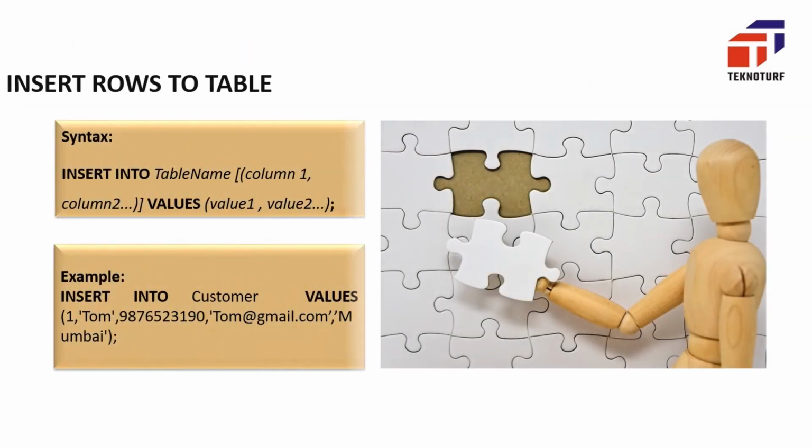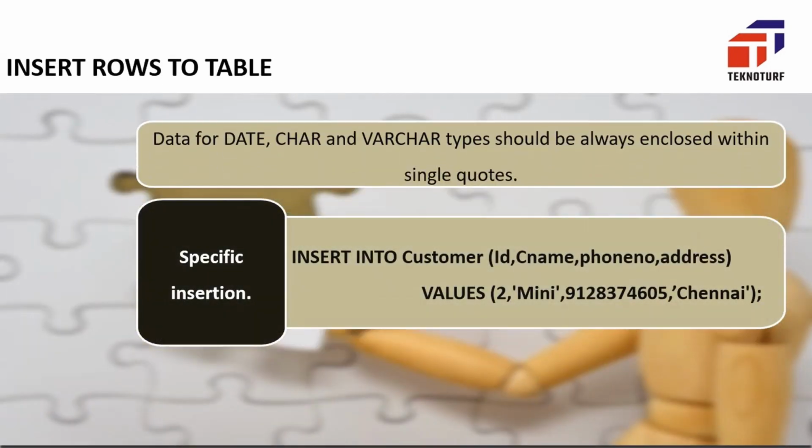In the previous session we learnt about how to create and modify a table. Now let's see the syntax of the insert statement and an example of inserting a record into a table. Data for date, char and varchar types should always be enclosed within single quotes in the insert statement. After the name of the table, attribute names should be mentioned within brackets to insert data for specific attributes.